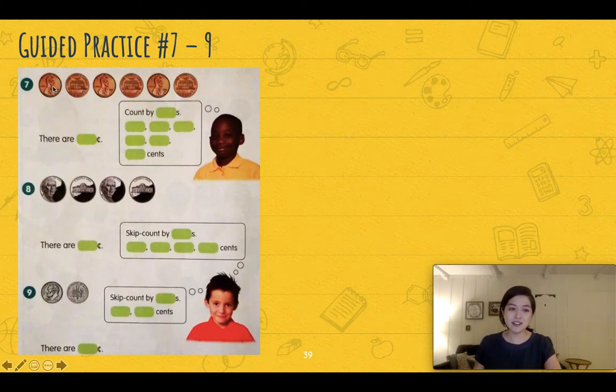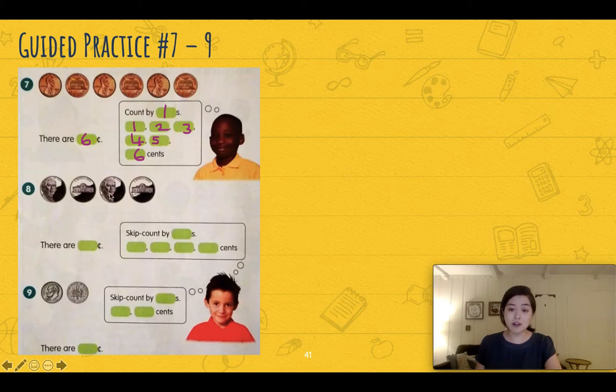Let's see. Here for number 7, I have pennies. So each penny is worth 1 cent. I will count by ones. 1, 2, 3, 4, 5, 6. There are 6 cents.